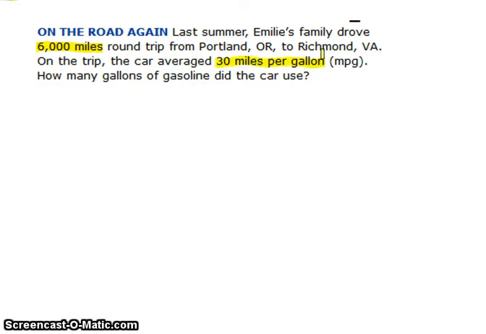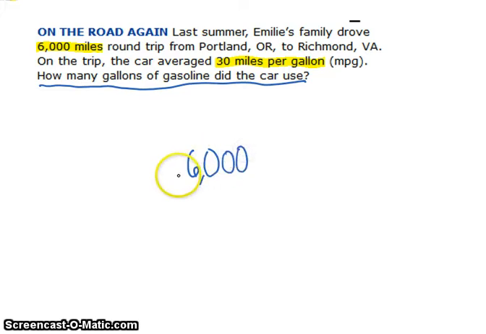So for every 30 miles that they drove, they burned 1 gallon worth of fuel. Since they're asking how many gallons of gasoline the car used, we're going to have to divide here. So we're going to take 6,000 and divide it by 30. 6,000 divided by 30.